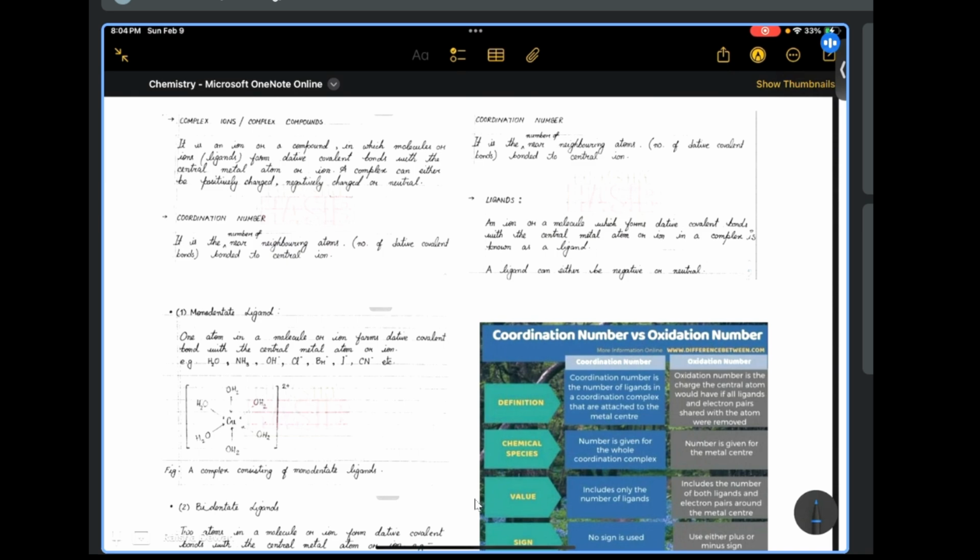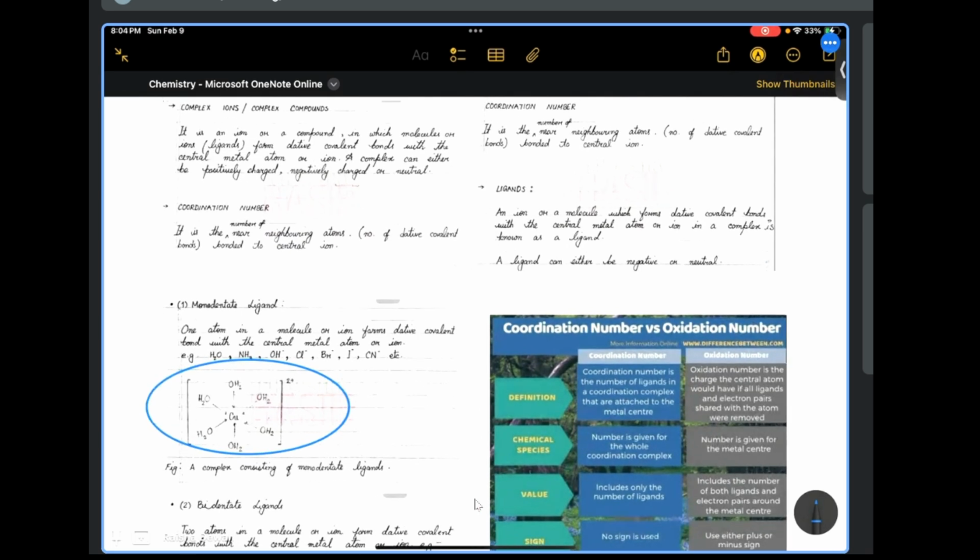So what they have said in the complex ions and complex compound is, let's say this is a complex ion. Okay, this is a complex ion. So it is an ion or a compound. This complex ion can be an ion as well. Let's say this is an ion, right? It is +2 charge. Now, in which molecules or ions, which are ligands?